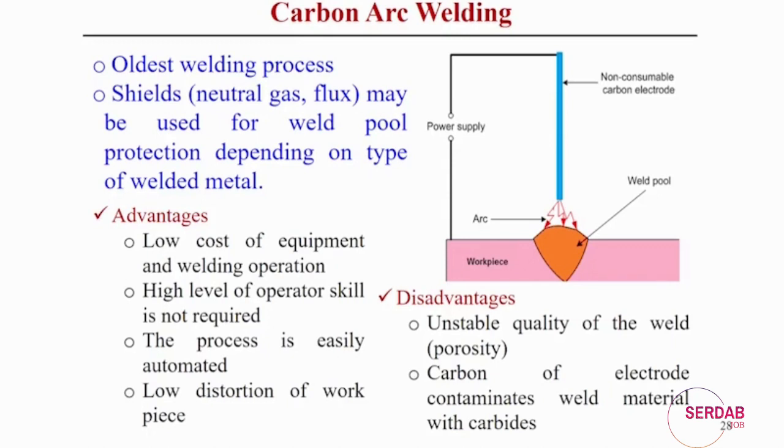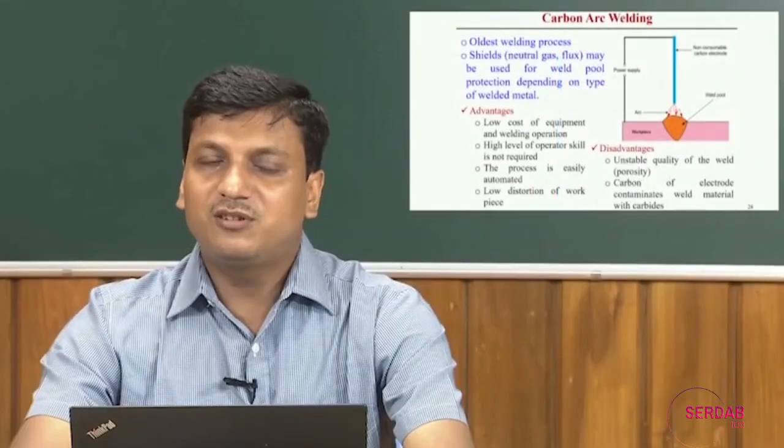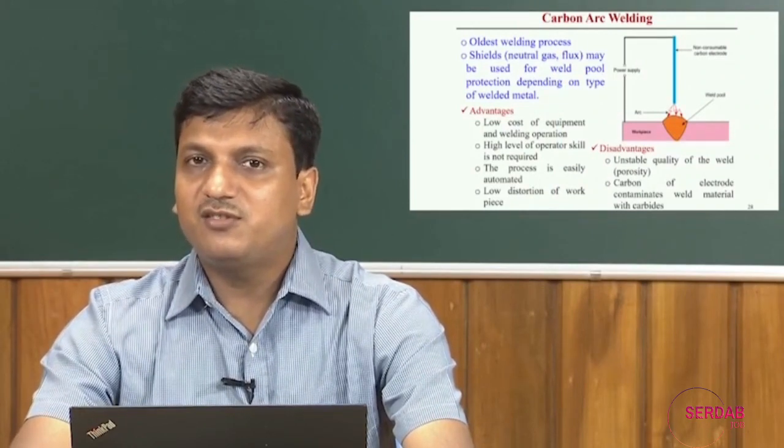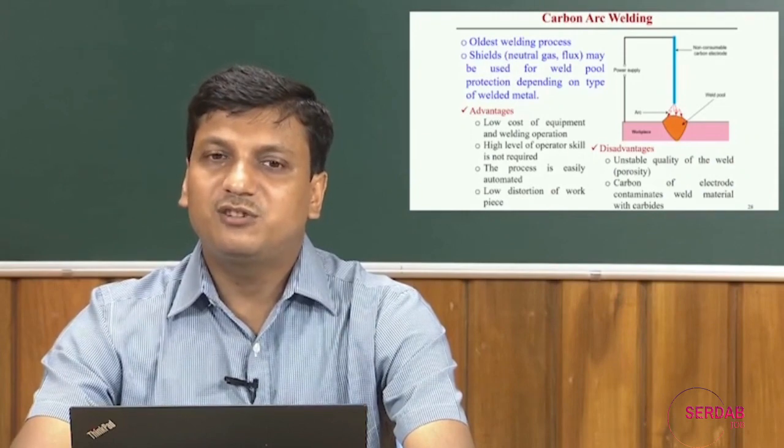Looking precisely at the disadvantages of this process, it is mainly the quality of the weld joint. It is not suitable when you expect a high quality welding joint. Also, the carbon of the electrode contaminates the weld material by forming carbides, since carbon is acting as an electrode. At high temperature there may be a possibility of transfer of carbon atoms, and that creates carbides in the workpiece material.